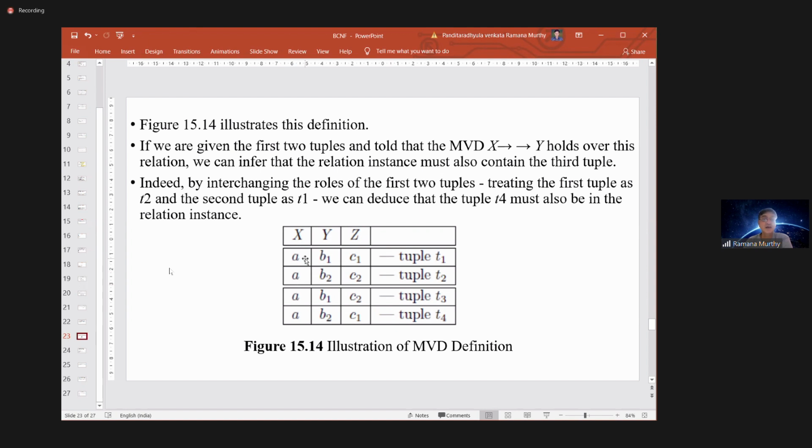Okay, one X value has multiple Z values, and one X value has multiple Y values, but even in that combination we have some relation.